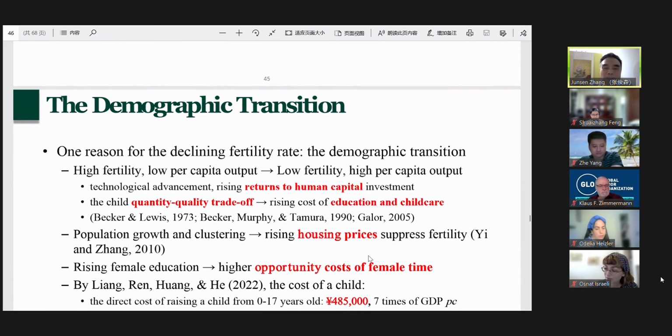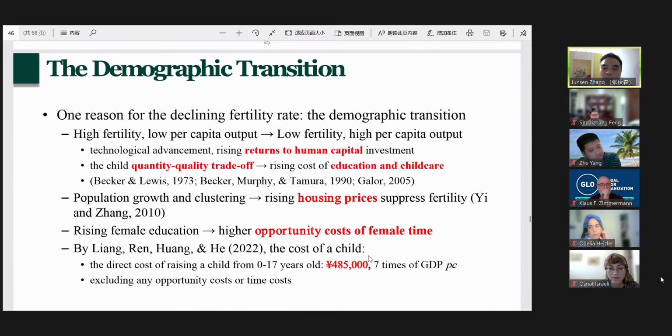Now, the demographic transition has been driven by many reasons. One important thing has been the rising return to human capital. And through the quantity-quality trade-off, the rising return to human capital would raise the cost of education and childcare. As a result, the number of children will be small, but quality will be high.